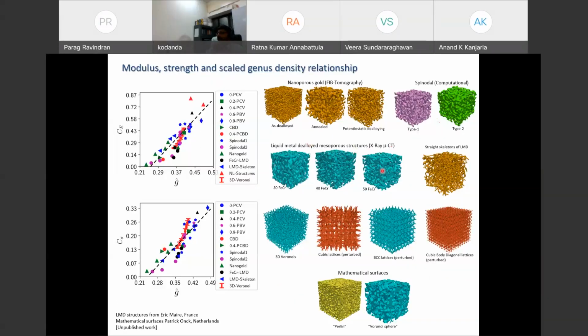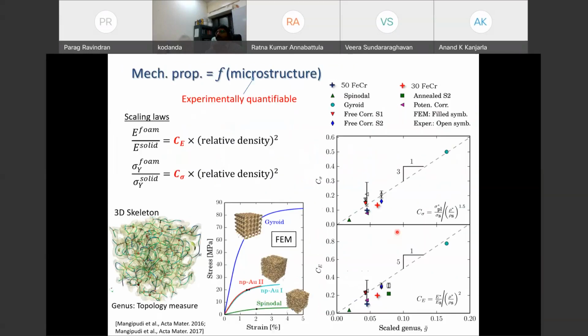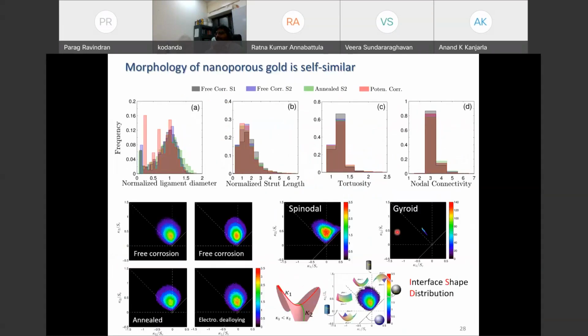Of them, and also various other factors. Kodanda, we briefly lost you on the previous slide. Can you go back? Okay, here? No, previous. Yeah, here, yeah.